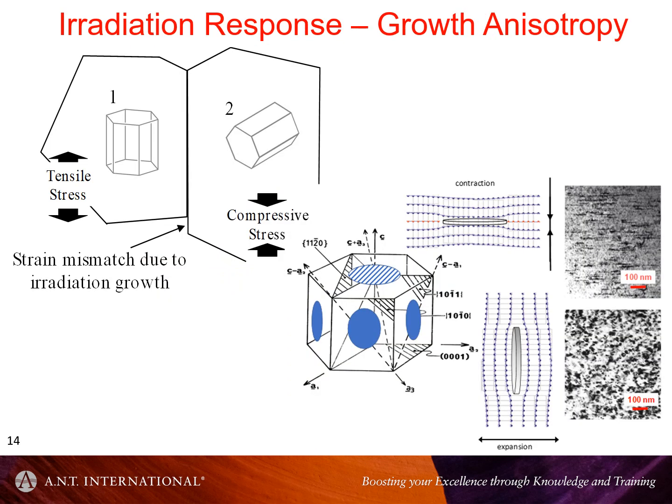Same kind of thing happens with the radiation. When you look at the radiation of zirconium, the simplest way to think about it is that the material contracts along the c-axis and expands along the a-axis, and because of those differences in the way that the material responds to radiation, you get a strain mismatch, which again would be accommodated by some differences in the elastic strain.